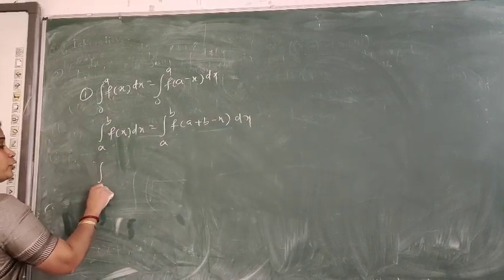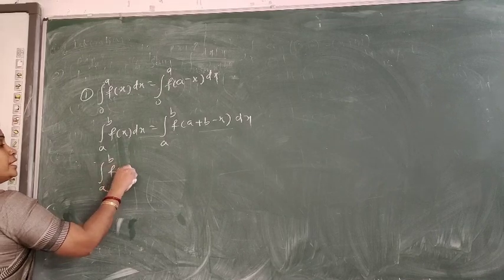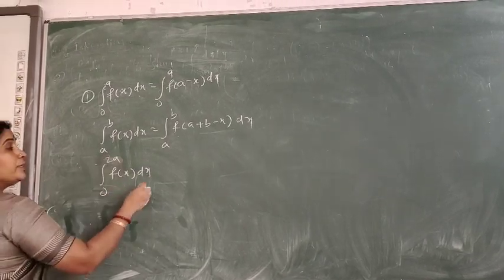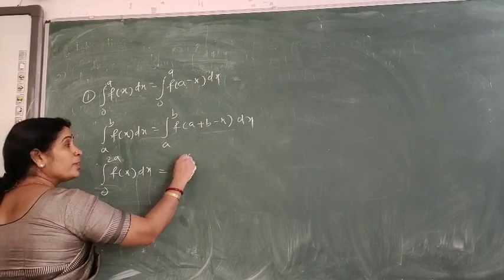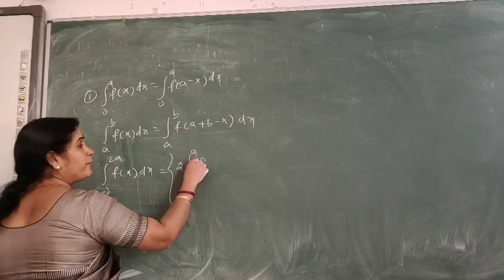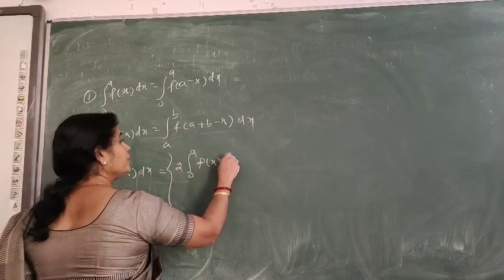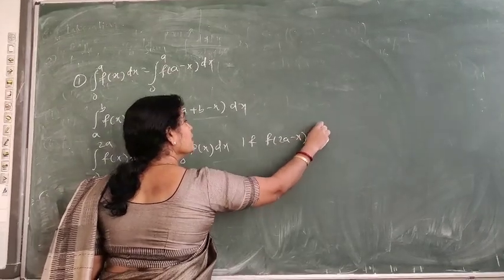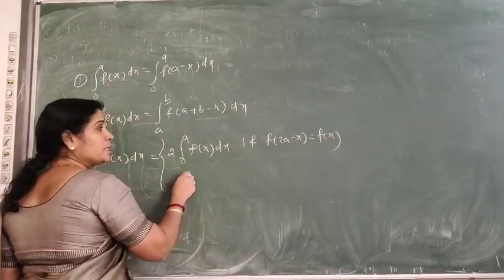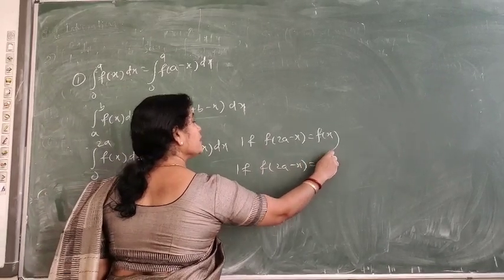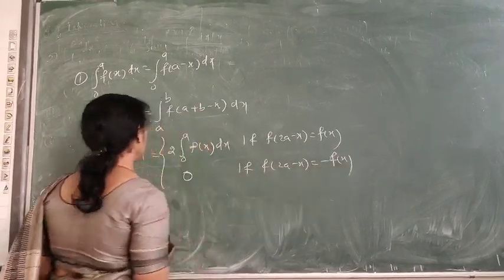Now integral 0 to 2a f of x dx, this is also one of the most important properties. It equals twice the integral 0 to a f of x dx, if f of 2a minus x is equal to f of x. That is equal to 0 if f of 2a minus x is equal to minus f of x. Are you clear?